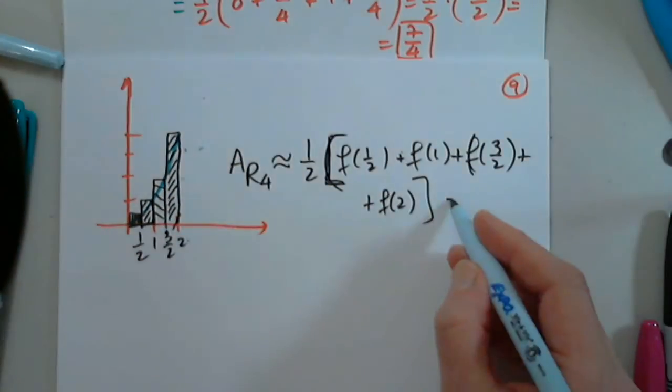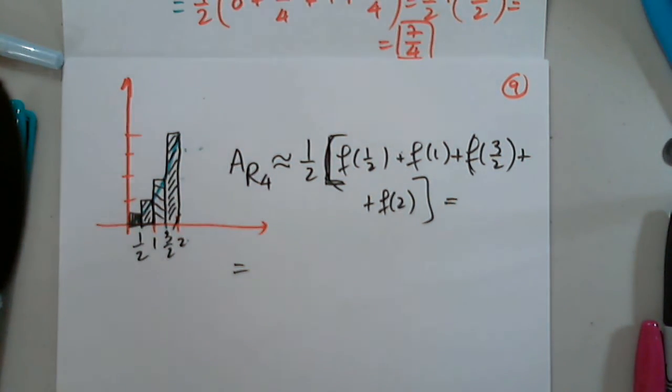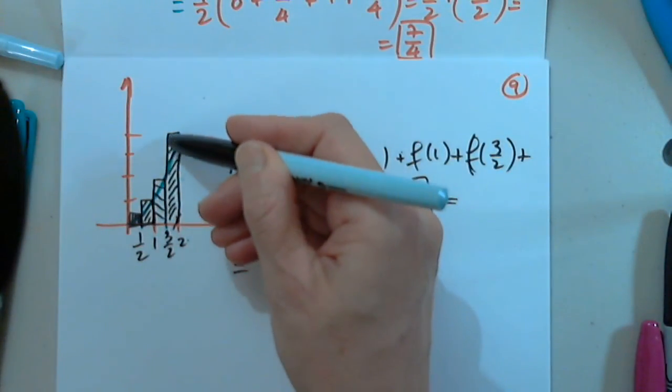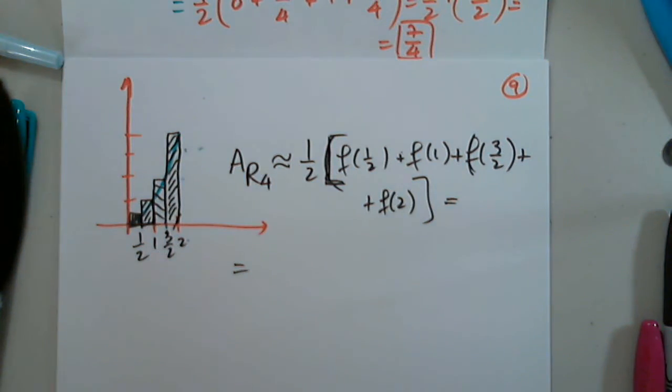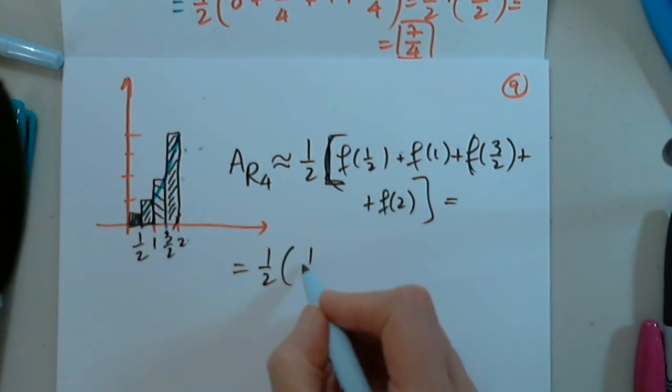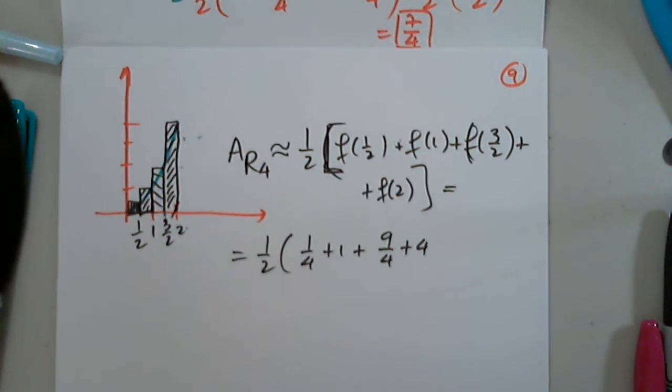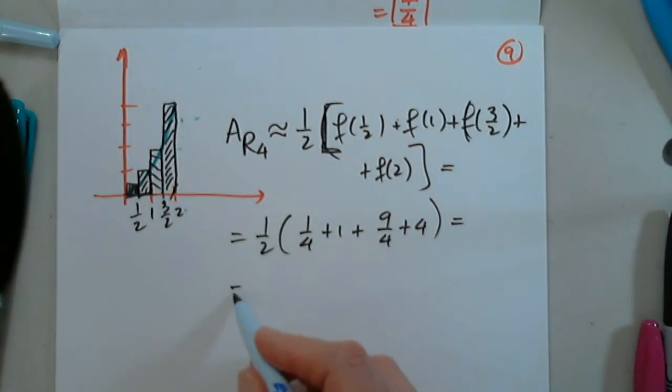Okay. So let's see what this is. By the way, is this going to be an underestimation or an overestimation of the exact area? Over. Yes. How come? Because we have these pieces. They're not under, right? So I have 1/2, then I have 1/4 plus 1 plus 9/4 plus 4. Okay, let's see what we get this time.